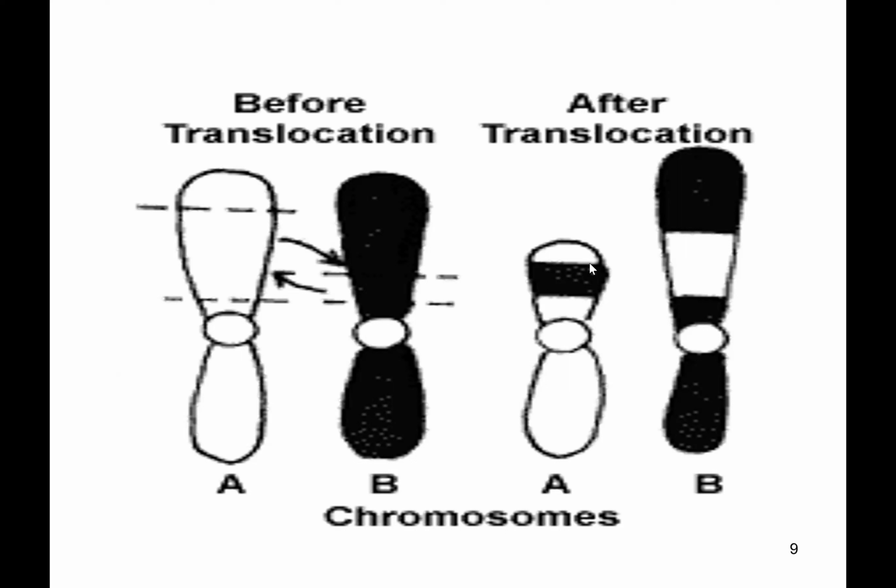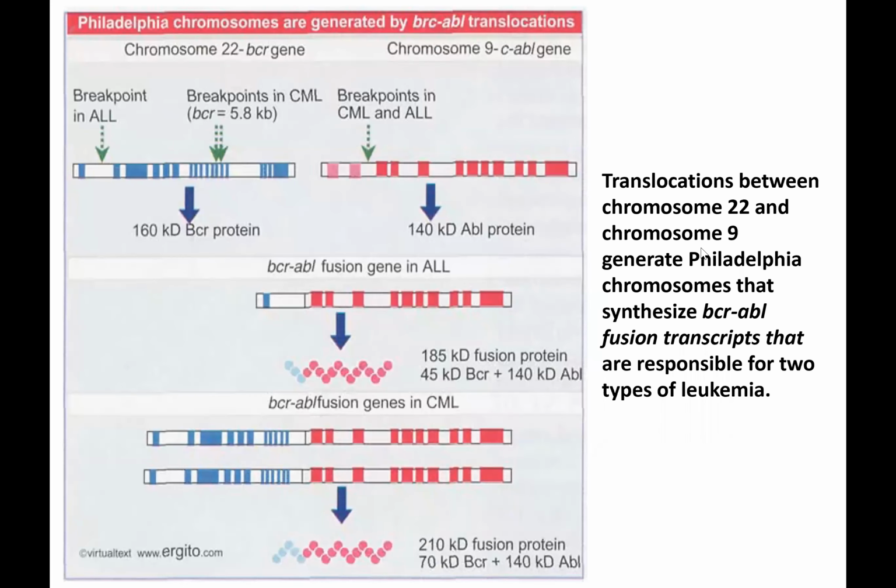And when these segments move from one chromosome to another, they also take along with them the genes which are located in these regions. So these genes move to new locations. And this movement to a new location is responsible for changes in the expression pattern of the genes. For example, here we have chromosome 22 and chromosome 9.